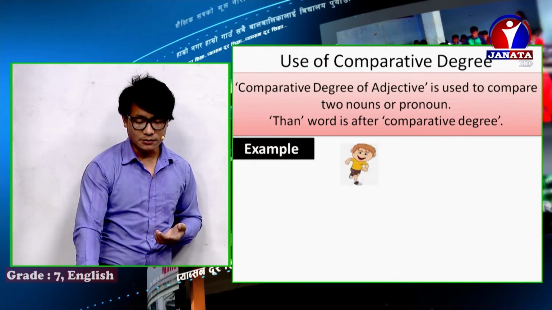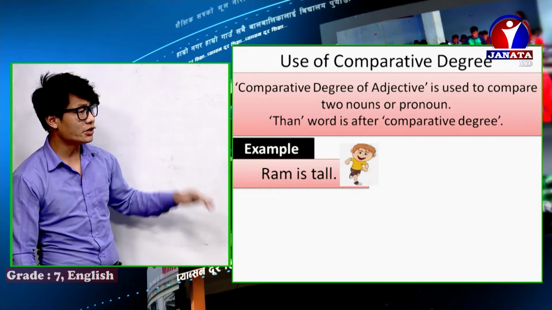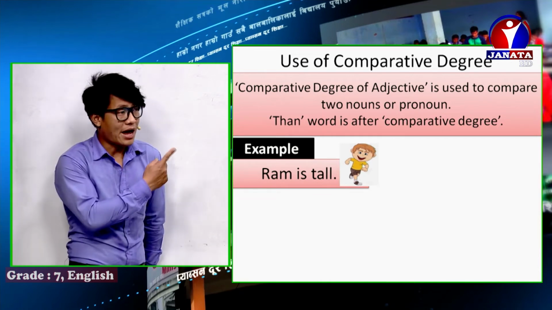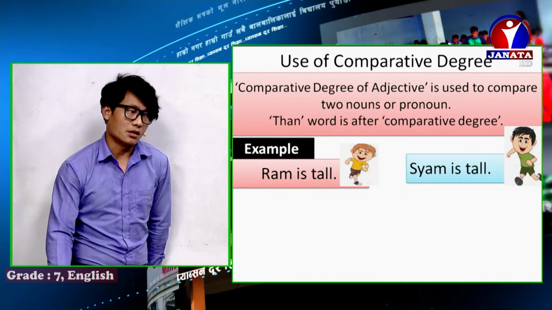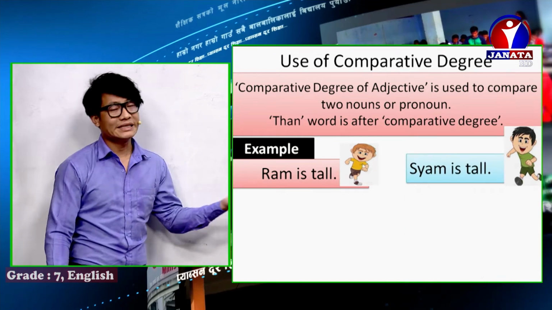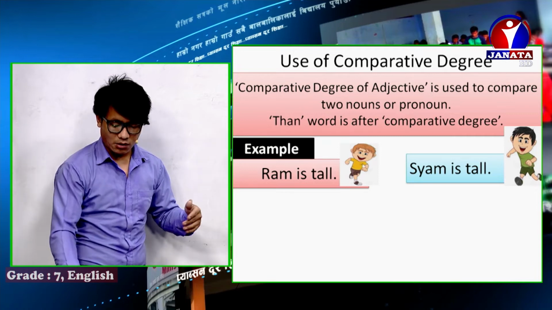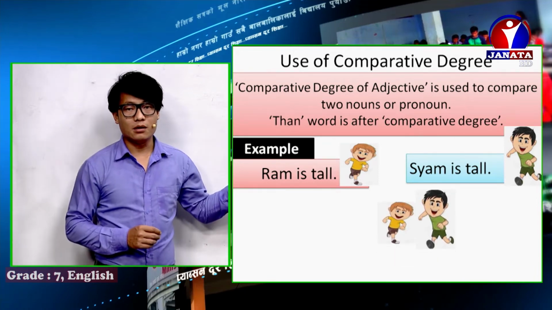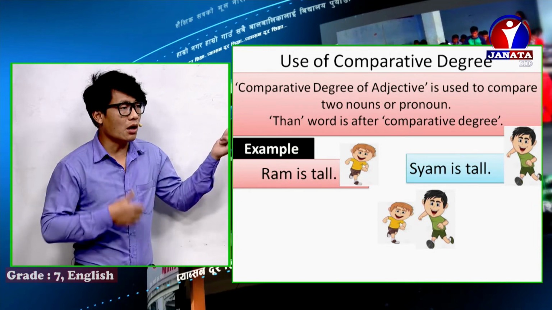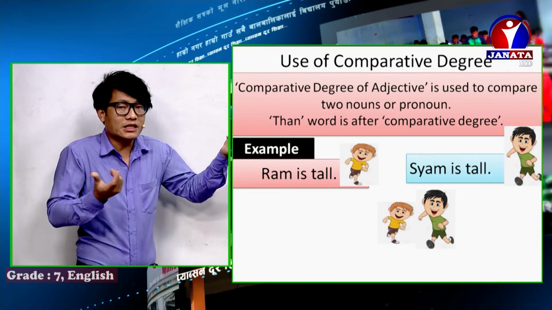Like, for example, see the picture. Ram is tall. See another boy, Sam is tall. Now let's compare Ram and Sam. Ram is tall, Sam is tall. So "tall" is the positive degree.